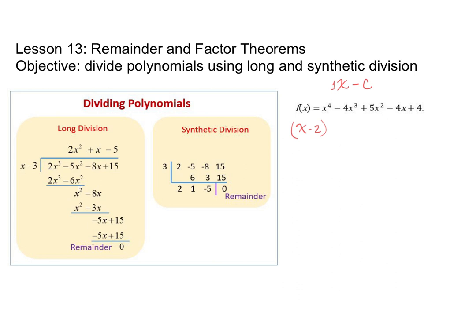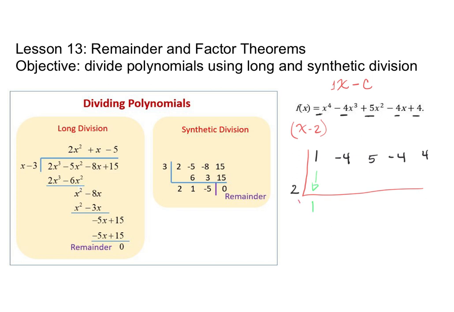So I can basically take every coefficient of my term and replace it with just the number. So 1, -4, 5, -4, and 4. And then I want to divide by the 0. So in this case, my 0 is positive 2 because my factor is x minus 2. And then we are going to bring our first number down. So 1 will come down.